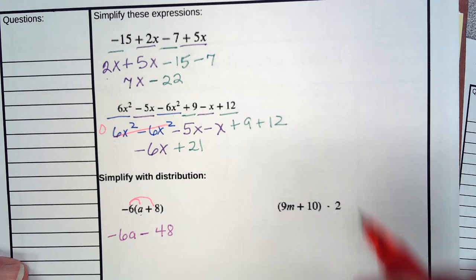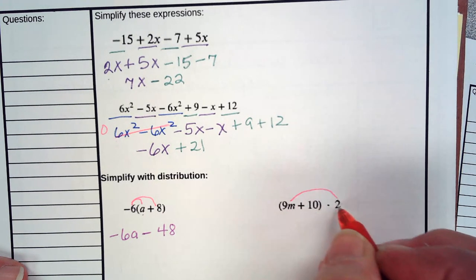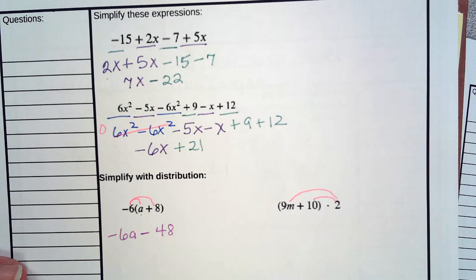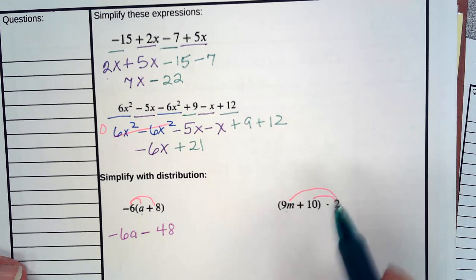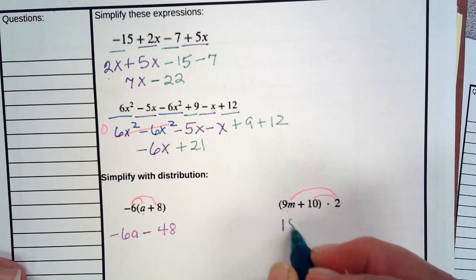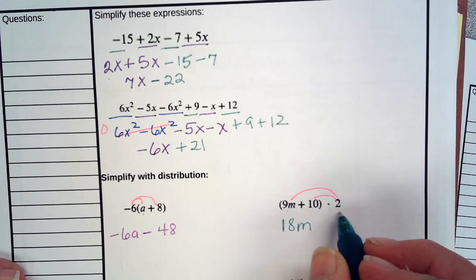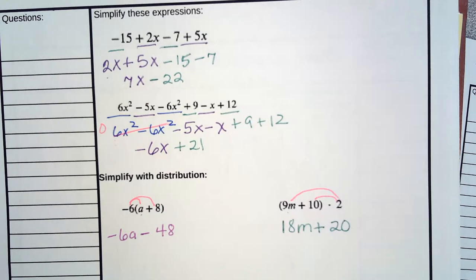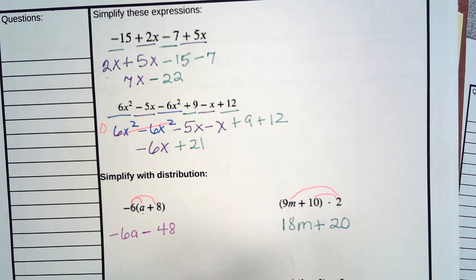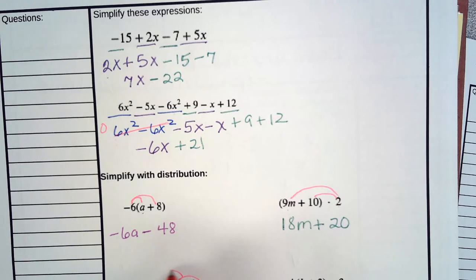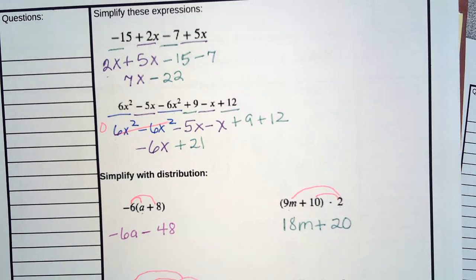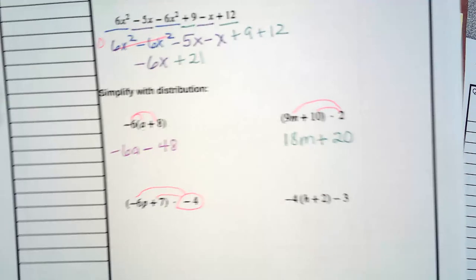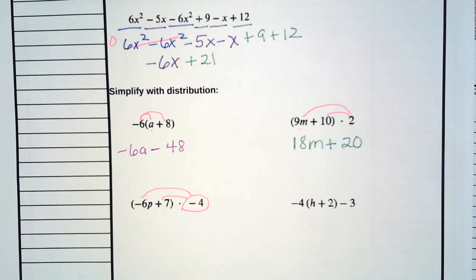Looking at the next one, we're multiplying by 2. 2 times 9m. 2 times 9 is 18, 18m. 2 times 10 is 20. 18m plus 20, and we're done. Multiplying by negative 4. Pause the video and see if you can do it on your own. Can you do the next one all by yourself?